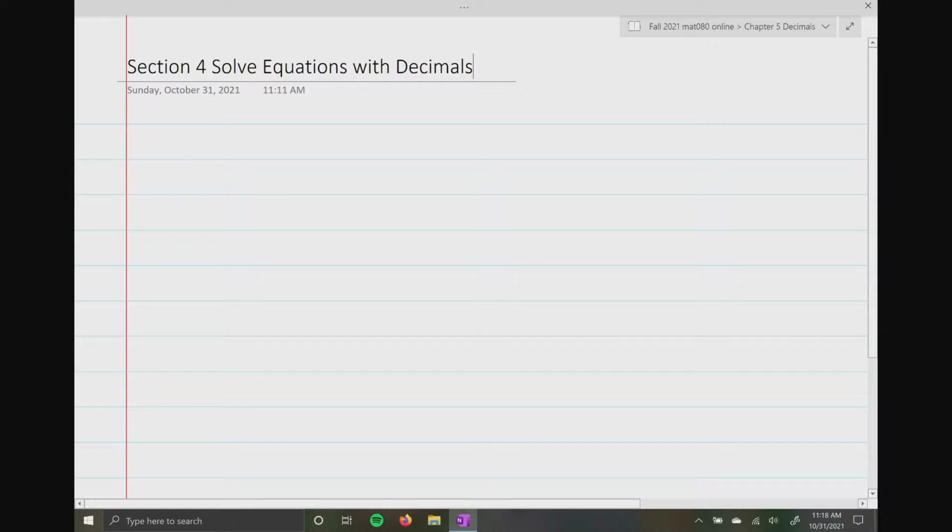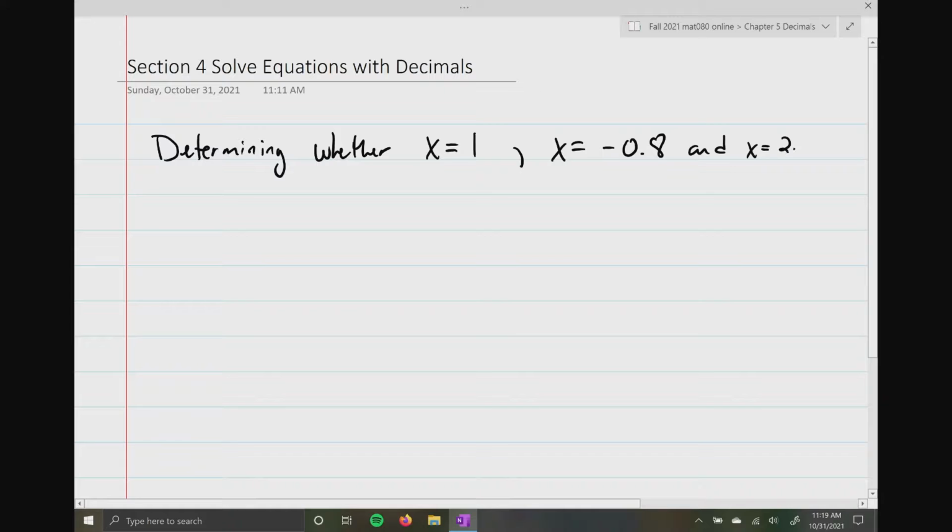Okay, so today we're going to talk about Section 4, solving equations with decimals. But before we actually start solving, I just want to go over one example real quick, which deals with determining whether x equals 1, x equals negative 0.8, and x equals 2.2 is a solution to x minus 0.7 equals 1.5.